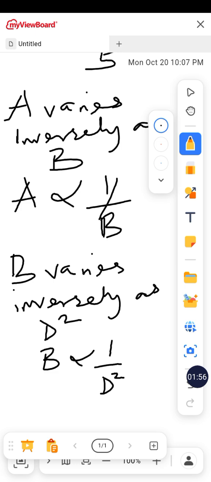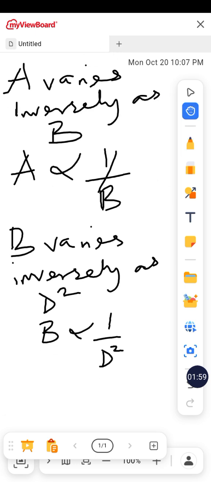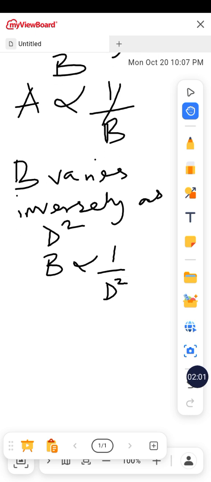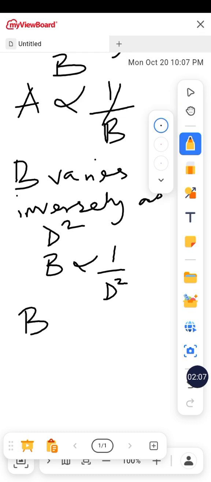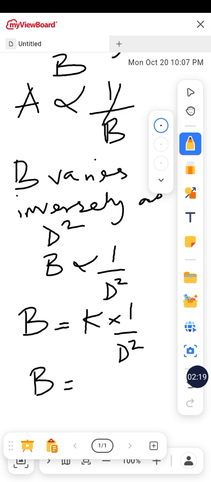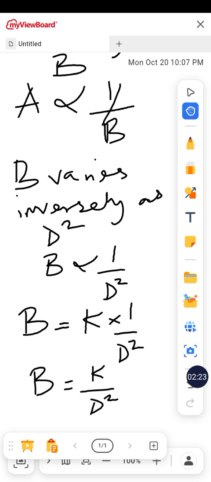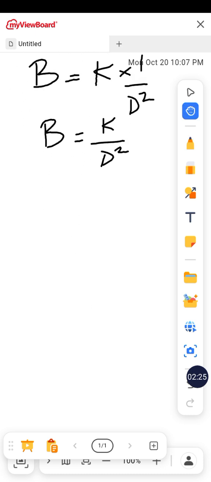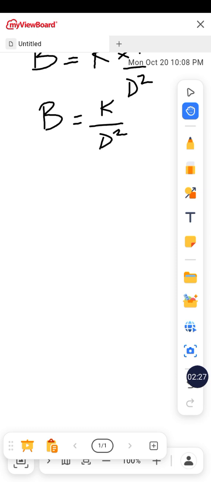Having identified this, I told you that this sign is called the proportionality sign or sign of variation. You cannot use it to solve for that. You need to introduce a constant. By the time you introduce an equal to sign, there will be a constant of variation, that will be k times 1 over d square. So it will be like b equals k over d square.